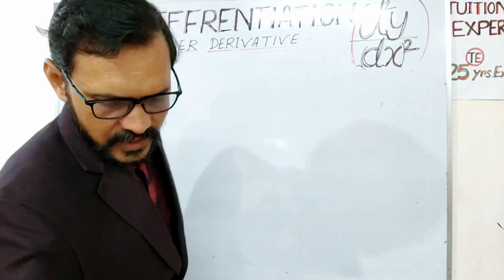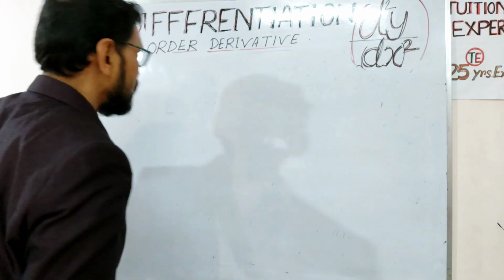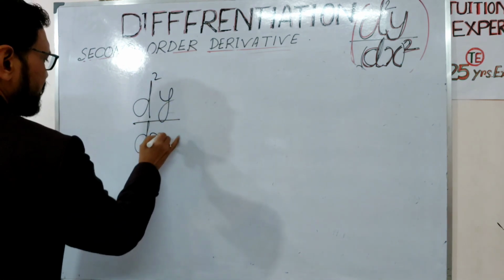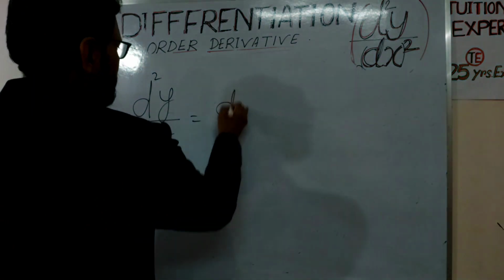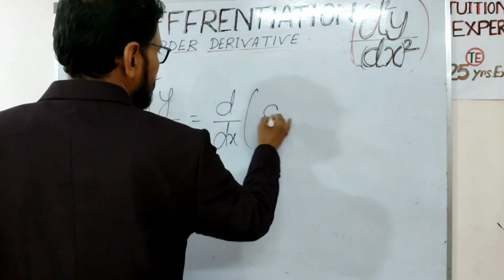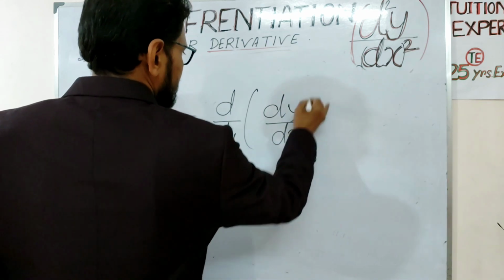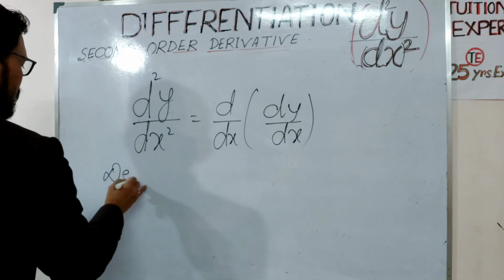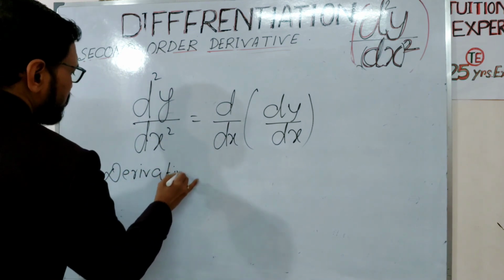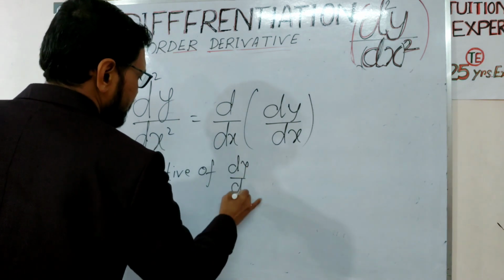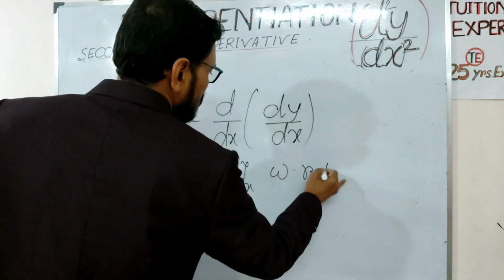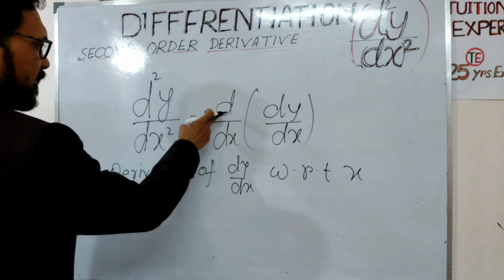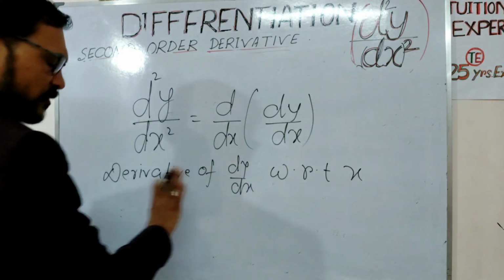So today's class is on the second order derivative, d2y by dx square. d2y by dx square means d by dx of dy by dx. This is read as the derivative of dy by dx with respect to x. Okay, so this is the meaning of d2y by dx square: the derivative of dy by dx with respect to x.